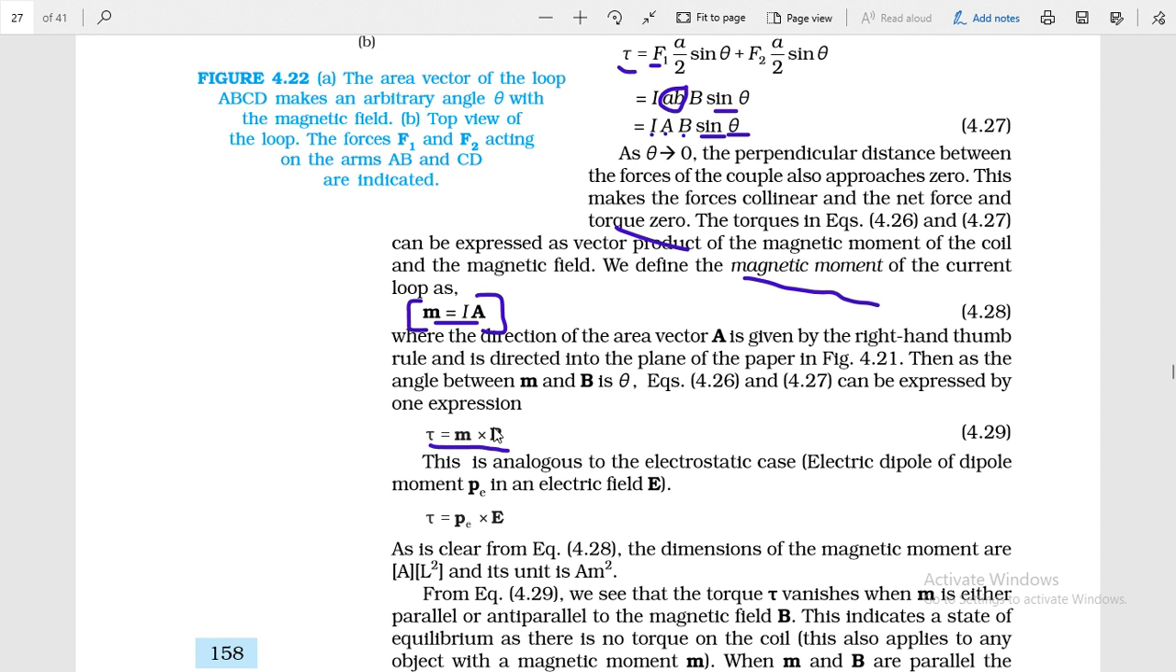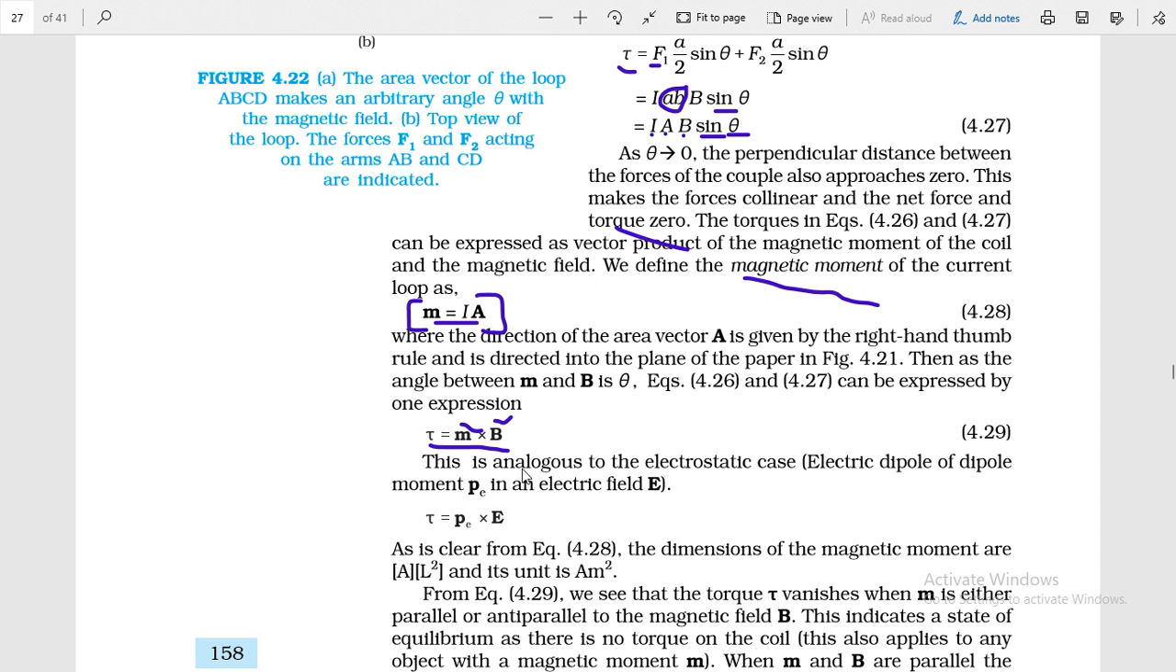So this is the result of this cross product. This means this vector is always perpendicular to the plane containing these two vectors. This result is very similar to the result obtained in the case of electric dipole moment. Let us compare this result with the one we got in electrostatics.